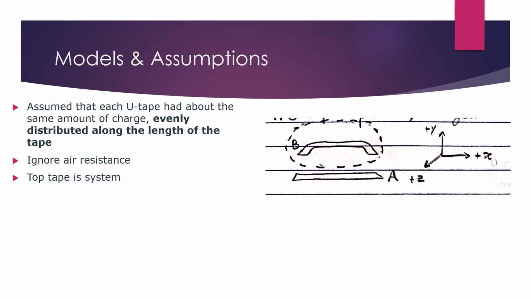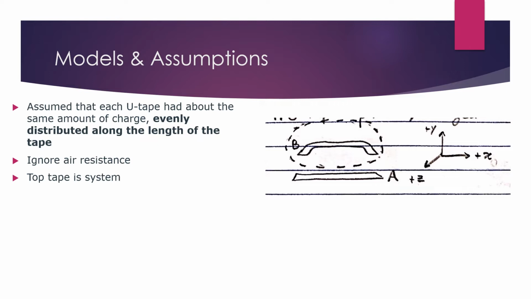So again, just to reiterate, unlike Lab 1's assumptions, in Lab 2, we're treating each tape as lines of charge, which are evenly distributed along each piece of tape. This will allow us to create a different, potentially more accurate model of the interaction between the two charge tapes.